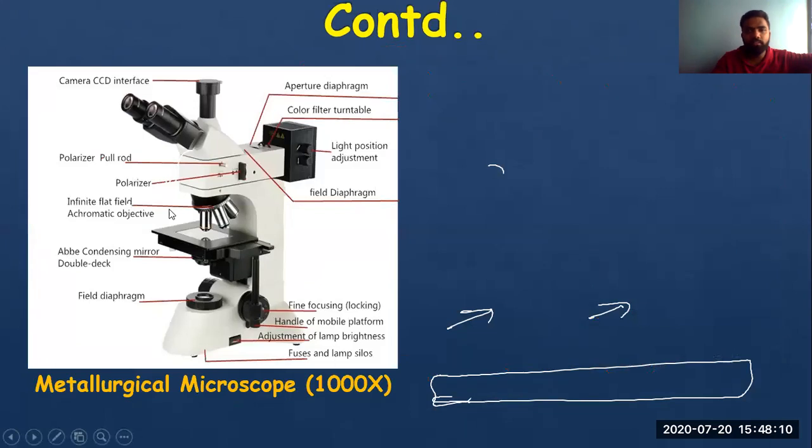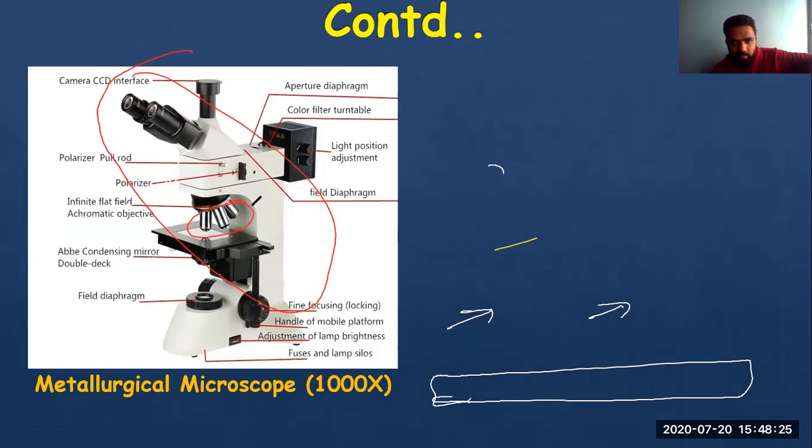Sorry, that was me only. So this is the metallurgical microscope. You can see this metallurgical microscope. We will get into the detail of this metallurgical microscope afterward. I would just like to tell you that these are the lenses.